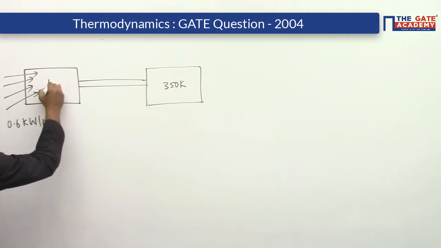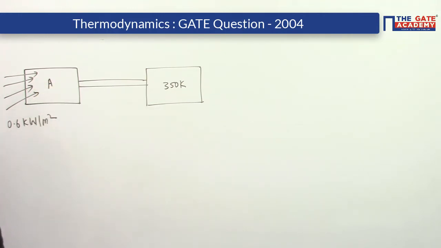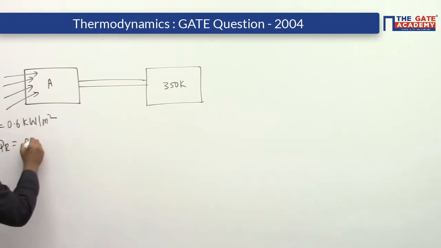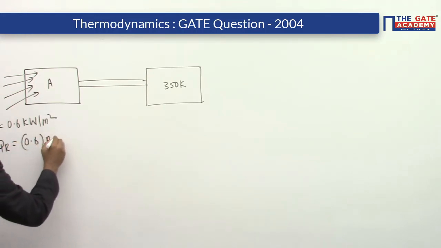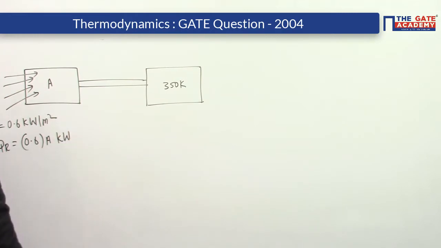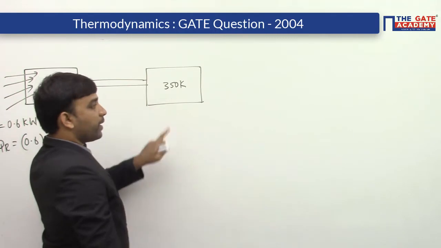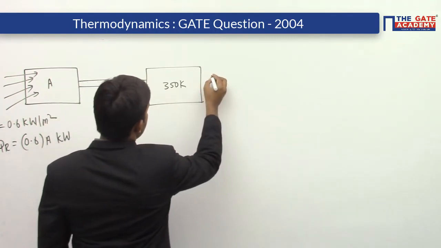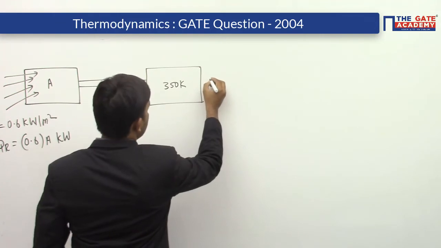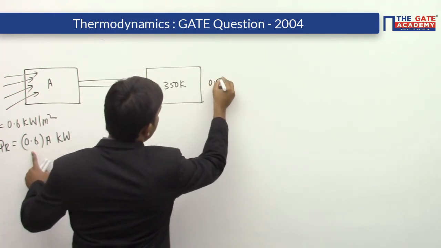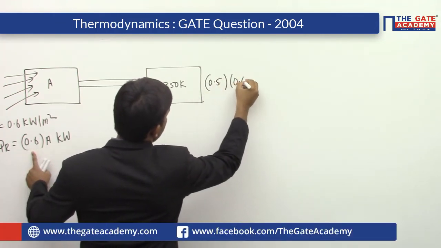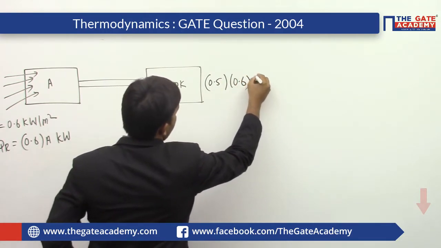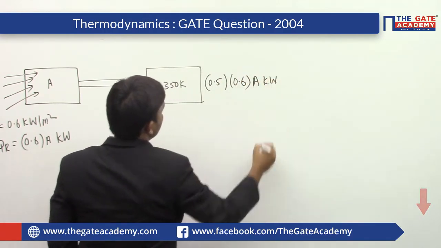So if I assume A is the area of this particular solar collector, the energy received by the solar collector is 0.6 times A kilowatts. This is the total energy received by the solar collector. And this energy is transferred to the fluid with 50% efficiency. It means that 50% of the heat received by the solar collector is sent here. So this much amount of energy is sent here.